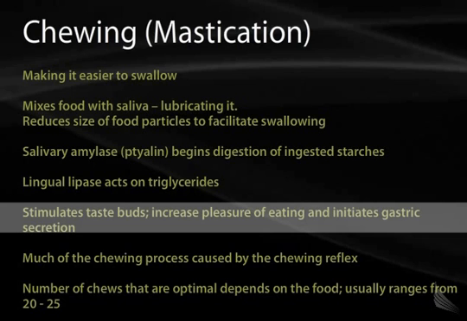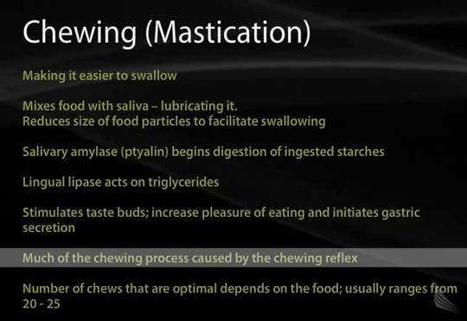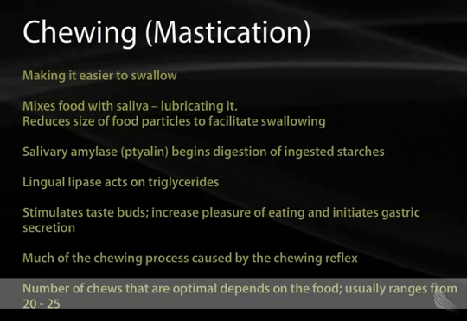This is important because I really want you to think about digestion as a process that's occurring in different parts of the body. We've broken it up into different phases for the purposes of this module, but really the act of smelling, swallowing, and then chewing food stimulates the gastric phase of digestion as well, before food has arrived in the stomach. Much of the chewing process is caused by the chewing reflex, and the number of chews that is optimal depends on the type of food, and usually ranges from 20 to 25.